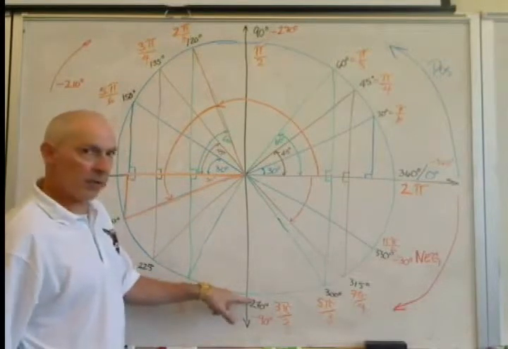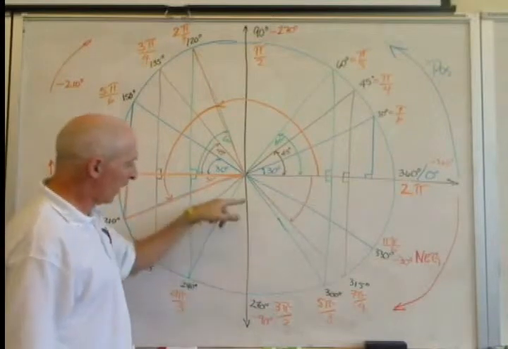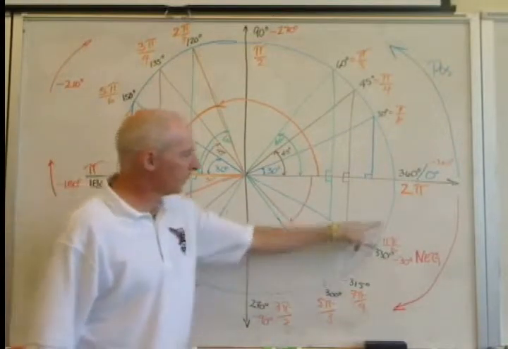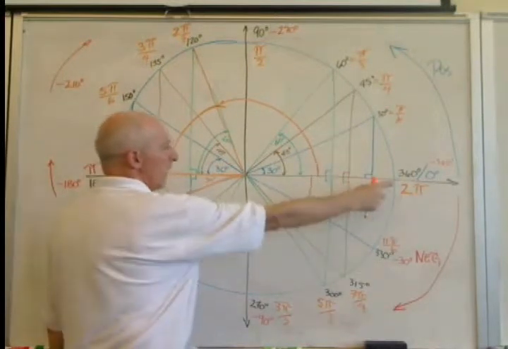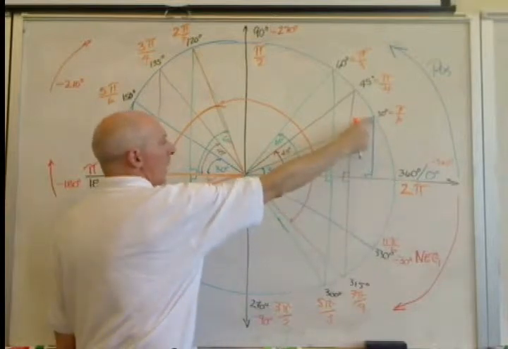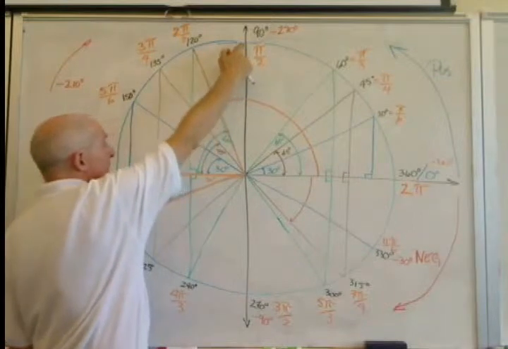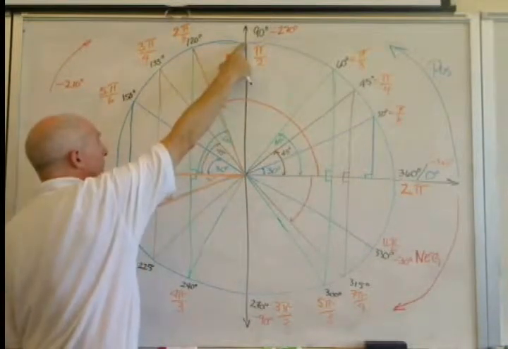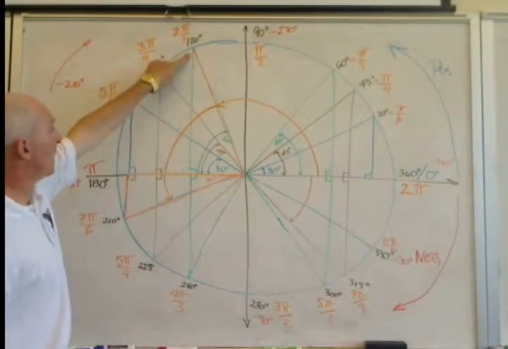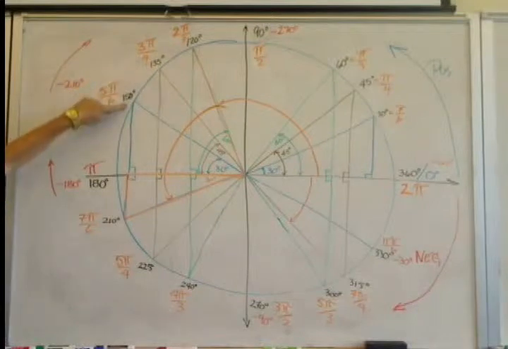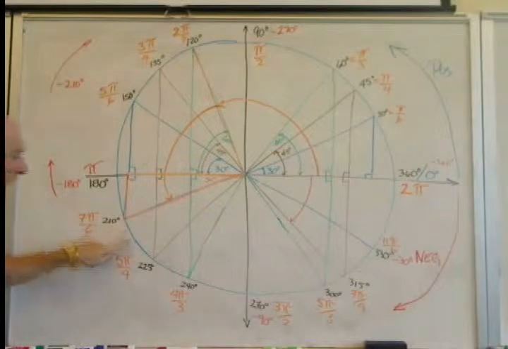Once we've crossed past 270 degrees, our x value becomes positive again, but our y value remains negative until we get to there. So in this area, as we move around, x is positive and y is positive. X is positive, y is positive. X is 0, y is 1, but it's positive. X is negative, y is positive. X is negative, and y is negative all the way down to here.